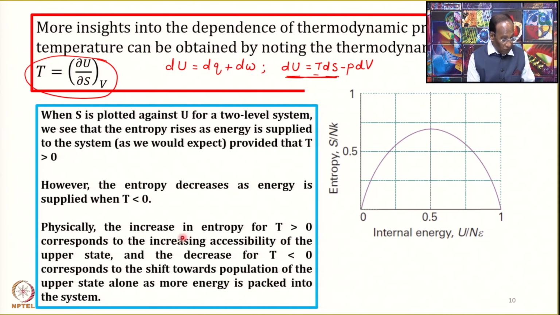Physically, the increase in entropy for T greater than 0 corresponds to increasing accessibility of the upper state, we have discussed it earlier, and the decrease for T less than 0 corresponds to shift towards population of the upper state alone as more energy is packed into the system. Same thing we have discussed in the earlier slides.